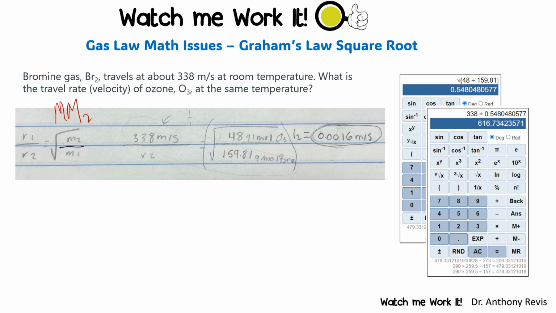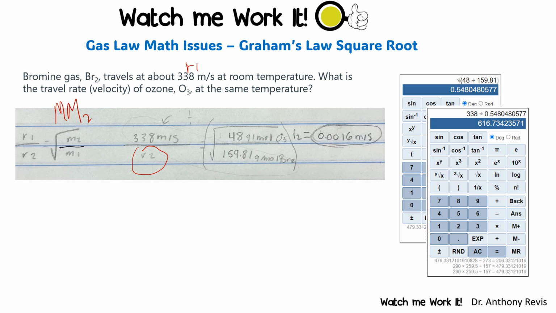R1 in this case, we defined as bromine, and it would be matched diagonally with its molar mass. So we have bromine as R1, and diagonally matched with its molar mass. Bromine is a diatomic gas, therefore it's 159.81, which is twice the elemental molar mass of bromine. And so next, we have the variable on the bottom, the unknown, that is, R2, and it's matched diagonally with ozone's molar mass of 48 grams per mole.